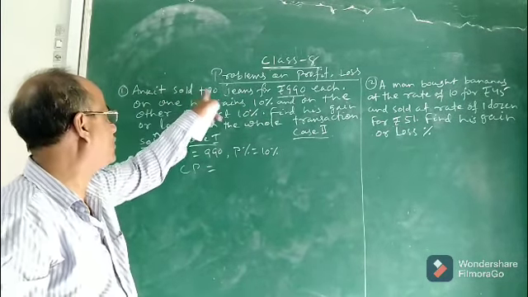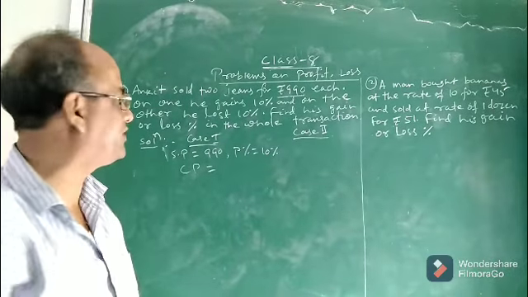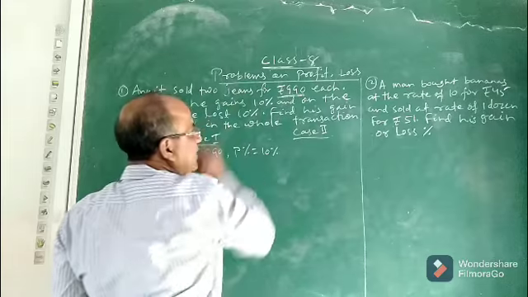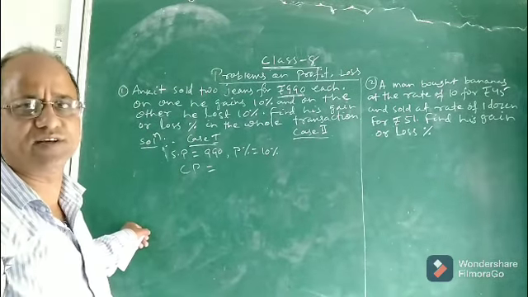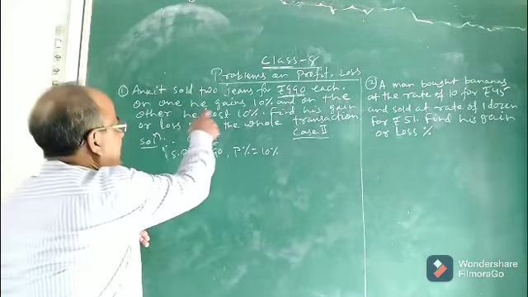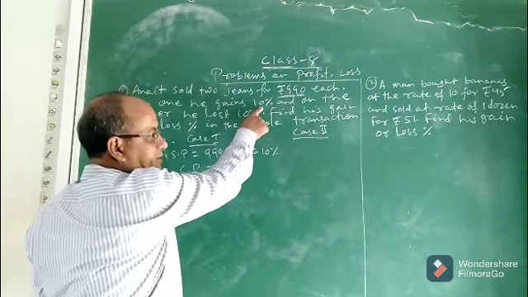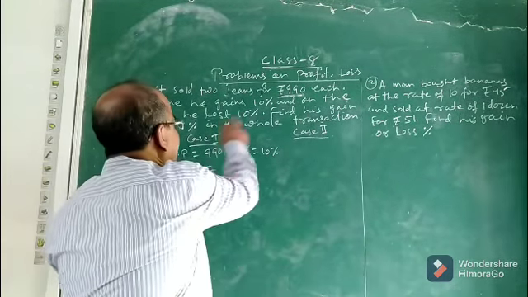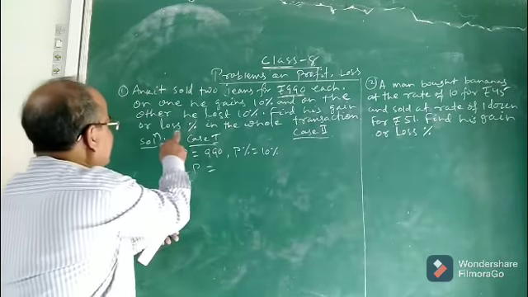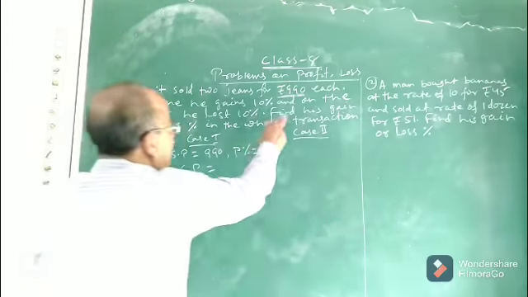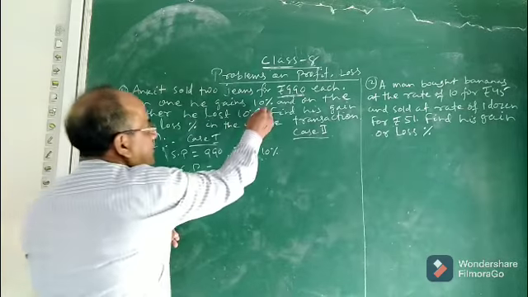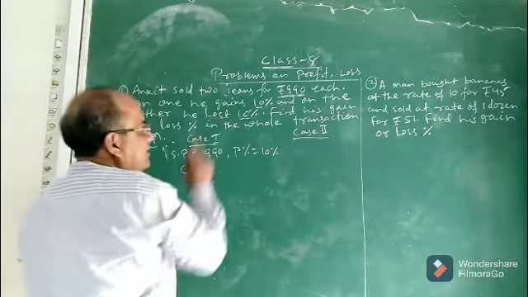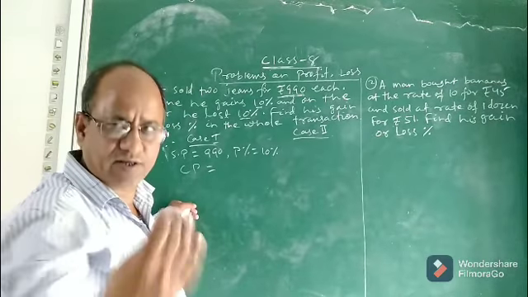Suppose Ankit sold 2 jeans. Ankit is selling 2 jeans for 990 rupees each. That means this is the selling price of each jeans. And on selling one jeans he is gaining, suppose, 10%. He is getting a profit of 10%. And on selling the other jeans he is having a loss of 10%. You see, on one he is gaining 10%, on selling the other he is losing 10%.